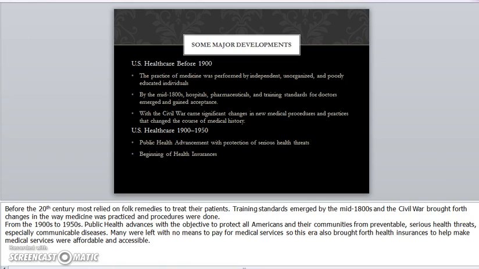Before the 20th century, most relied on folk remedies to treat their patients. Training standards emerged by the mid-1800s, and the Civil War brought forth changes in the way medicine was practiced and procedures were done. From the 1900s to 1950s, public health advanced with the objective to protect all Americans and their communities from preventable serious health threats, especially communicable diseases. Many were left with no means to pay for medical services, so this era also brought forth health insurance to make medical services more affordable and accessible.